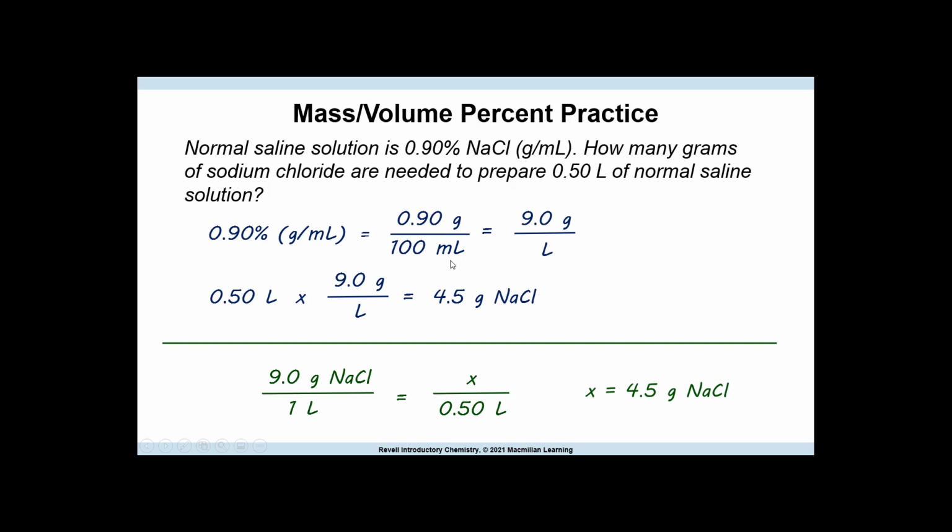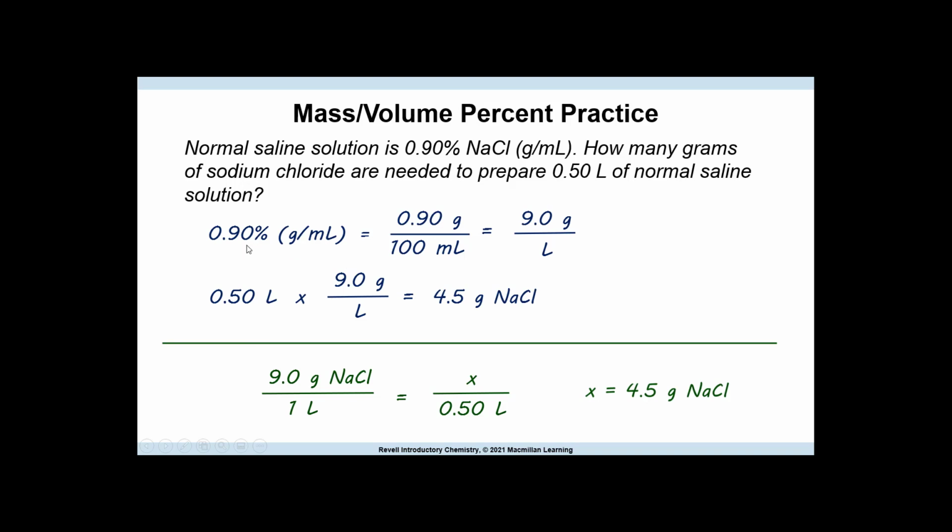So going over this, they changed it out of mL to liters so we can set it up and cancel the liters out. So this ends up giving us 4.5 grams of sodium chloride. So that's the amount that would be needed to prepare this much of a solution at this percent.